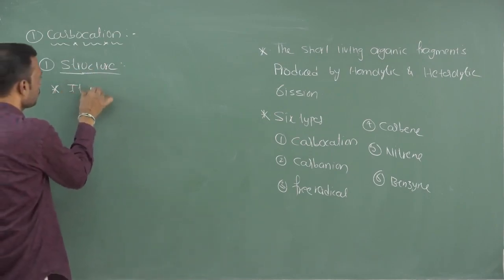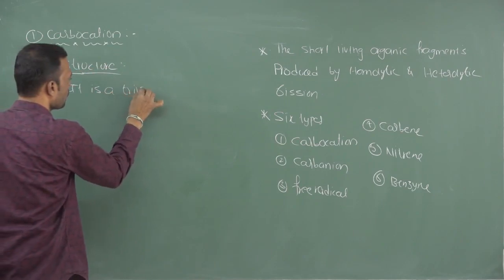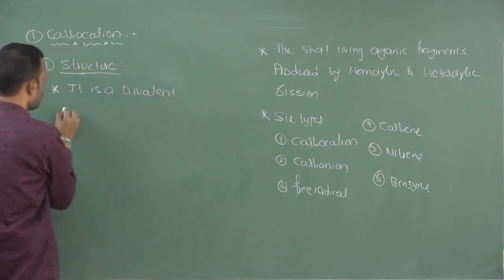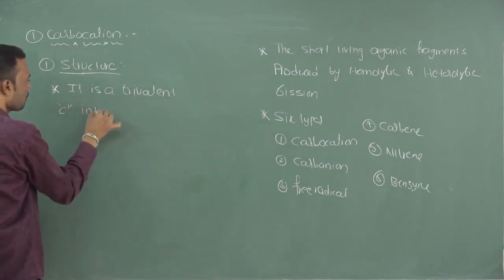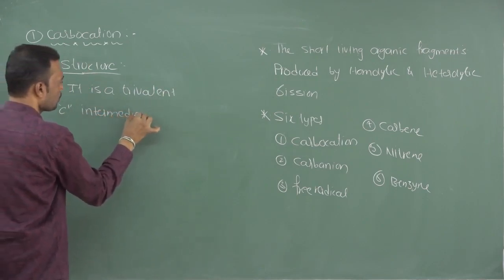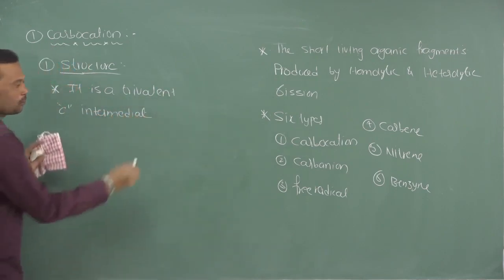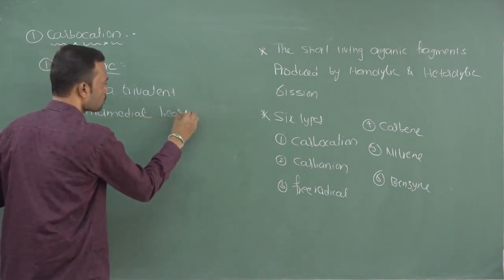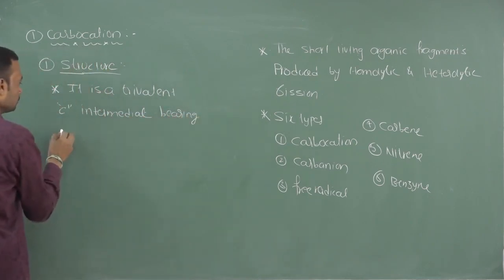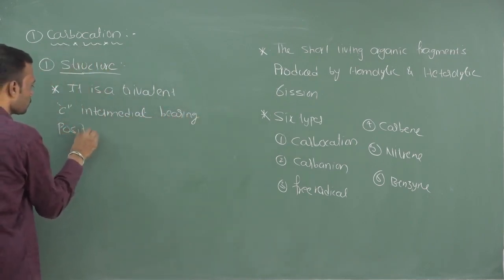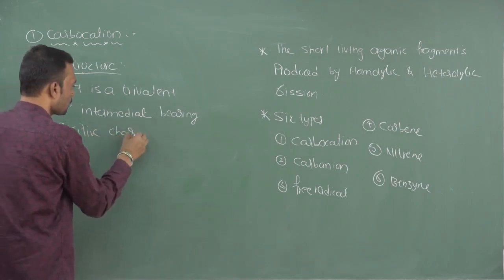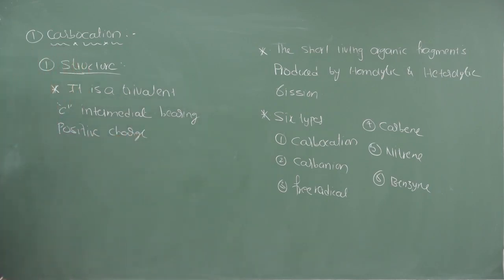Now see, what is a carbocation? A carbocation is a trivalent carbon intermediate bearing a positive charge. A carbon bearing a positive charge is known as a carbocation. So the valence is 3 and it has a positive charge on a carbon, that's why it is called a carbocation.